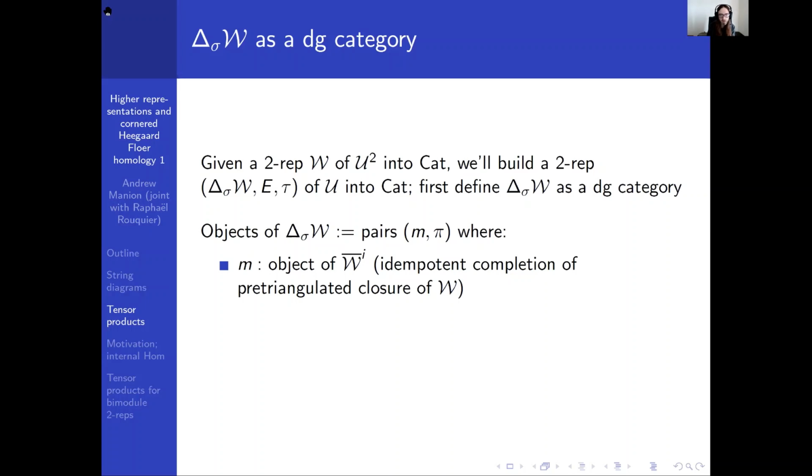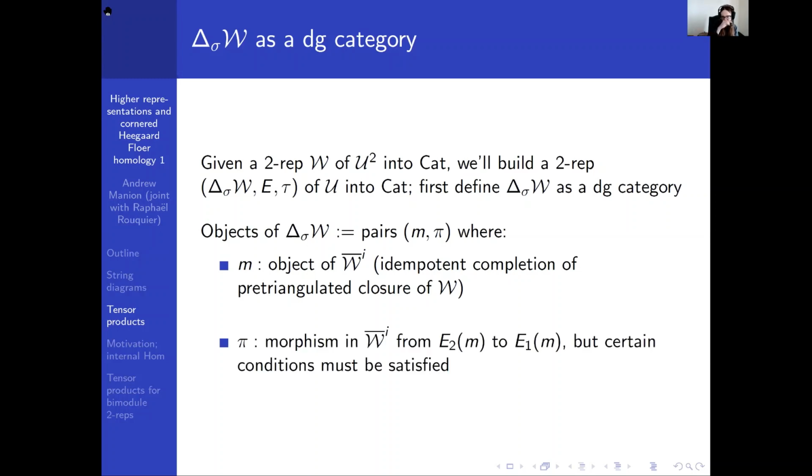But the objects of delta sigma of W, just by fiat now, are going to be pairs M comma pi, where I would want to say M is an object of W. But I'll end up wanting to take mapping cones on morphisms. And so I do want to at least take the pre-triangulated closure of W, and then idempotent completion is thrown in because that's a more natural thing to look at. But this M is taken to be an object of the Karoubi envelope of the pre-triangulated closure of W.